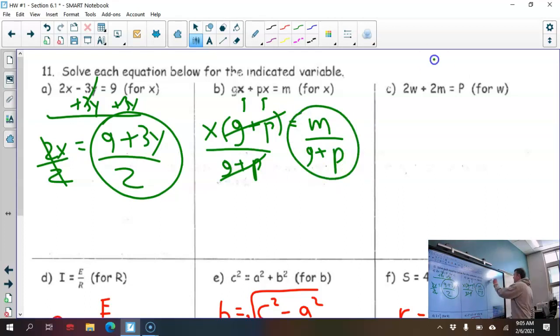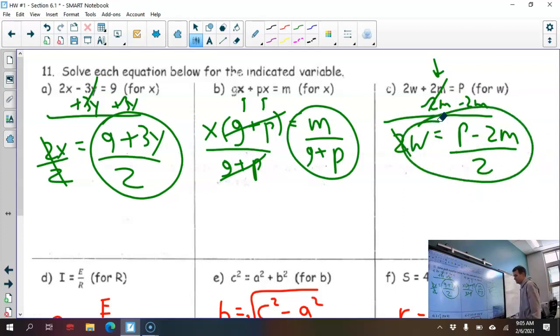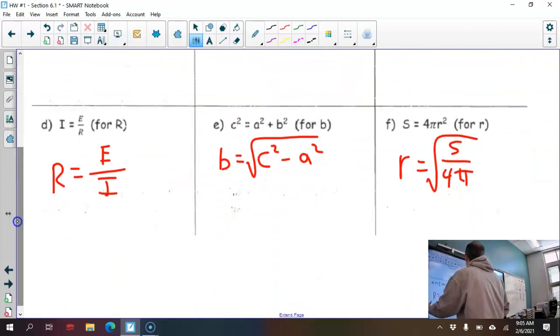I'm trying to solve for w, so I'm first going to get rid of this 2m by subtracting 2m from both sides. That gives me p minus 2m. And then, of course, I'm going to divide by 2 to get rid of the 2. And there's my answer. Letter D.